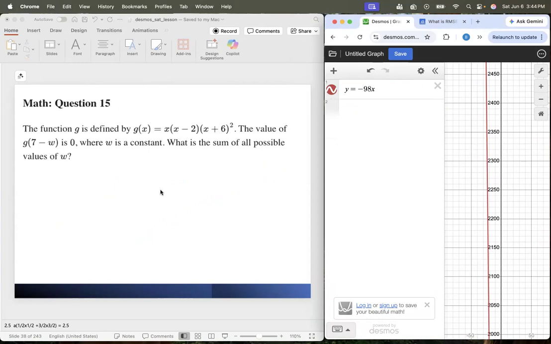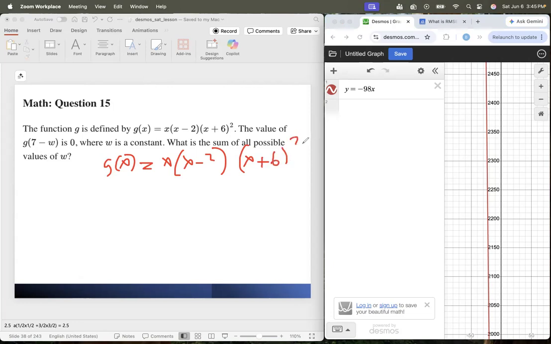The function g is defined by this. The value of g(7 minus w) is 0, where w is equal to that. So when all this function is equal to 0, what is the sum of all the solutions? That means the possible solutions of all. They're just trying to see if you know your algebra, because if you don't do it well, you get it wrong. And so this is the actual function.